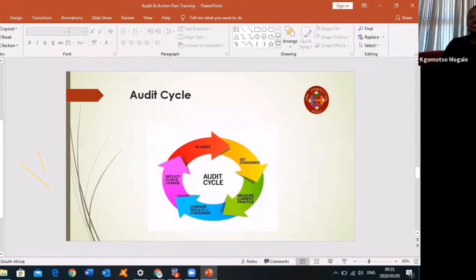So it's a continuous cycle. We cannot break this cycle, because it has to be continuous for us to be able to know that it is working. Because if we pull out one arrow there, then we have broken the whole cycle. Say we have a plan, we've changed everything, then we don't re-audit. How will we know that the plan is working? So we need to go back and check if the plan is working.